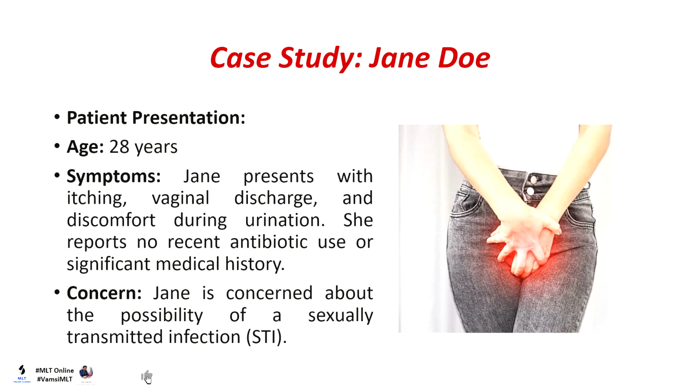Sample case study: Jane Doe. Patient presentation. Age: 28 years. Symptoms: Jane presents with itching, vaginal discharge, and discomfort during urination. She reports no recent antibiotic use or significant medical history. Concern: Jane is concerned about the possibility of a sexually transmitted infection, STI.